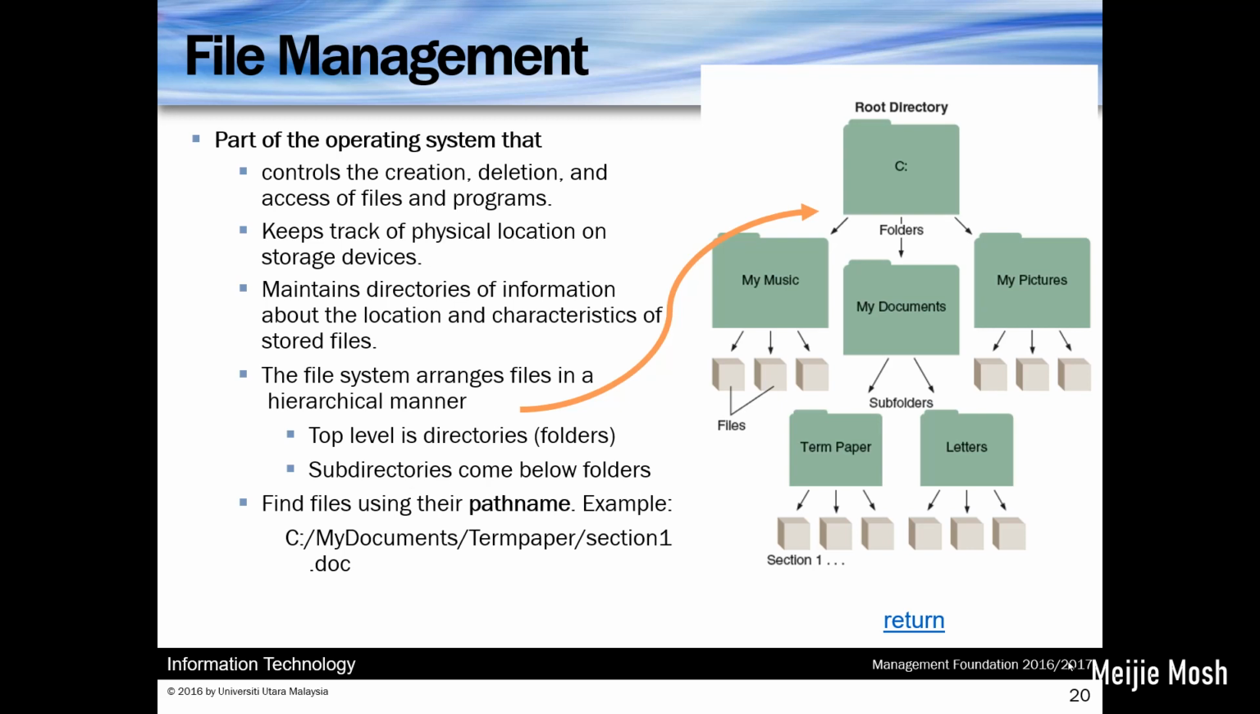File management is the part of the operating system that controls the creation, deletion, and access of files and programs. It keeps track of the physical location on storage devices and maintains directories of information about the location and characteristics of stored files. The file system arranges files in a hierarchical manner. The top level is directories or folders, and below these are subdirectories or subfolders. So we can find a file using its path name.